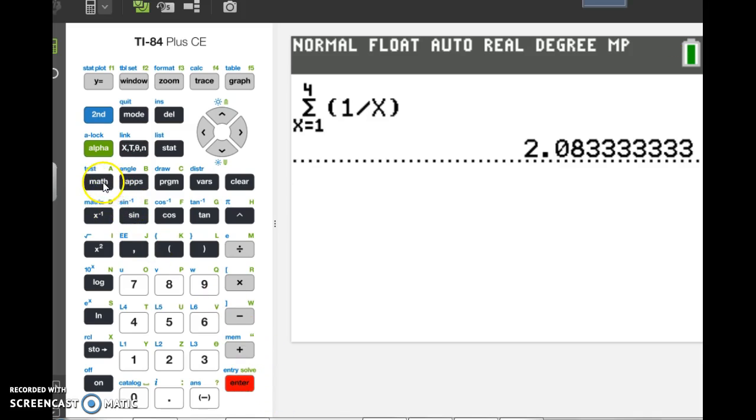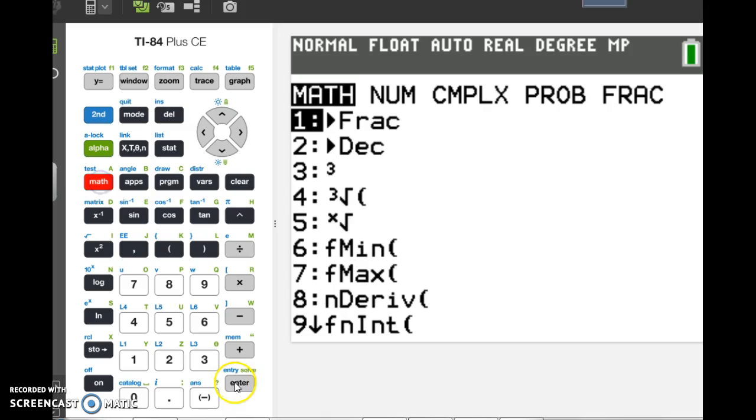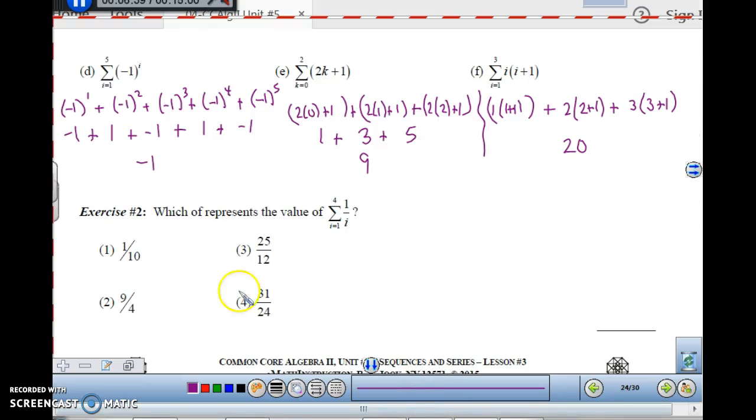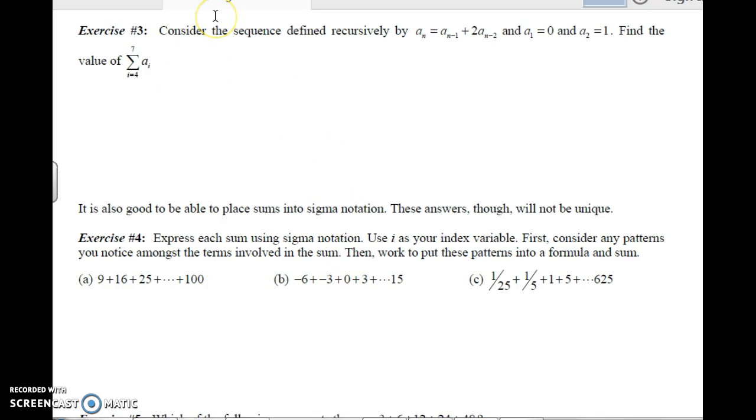So to make it a fraction, just hit the math key, enter, enter. Now, if you had put it in using the alpha key, y equals, it would have come out 25 over 12 to start with. But you can see that the answer is 25 over 12. Okay, so that should be number 3. All right, so let's try this next one.